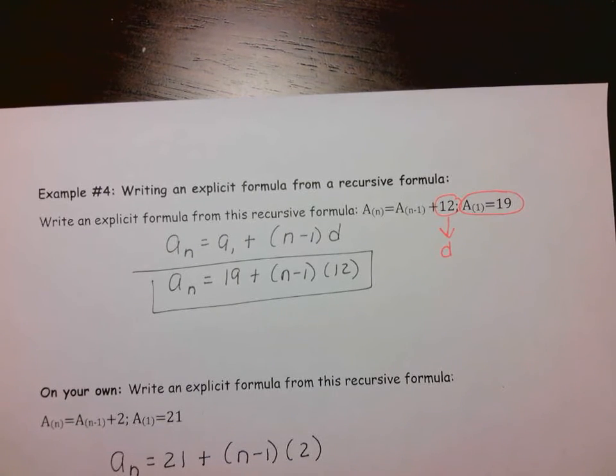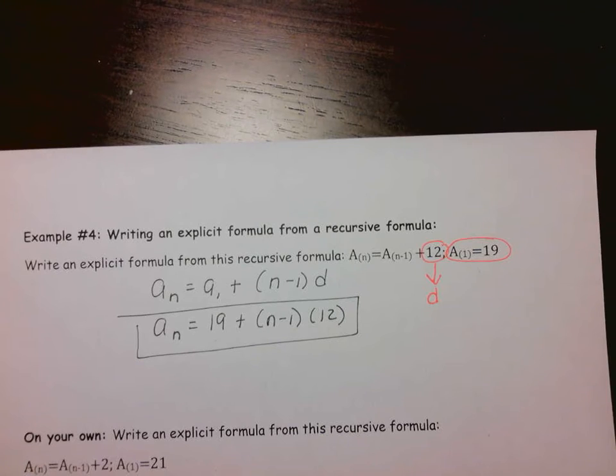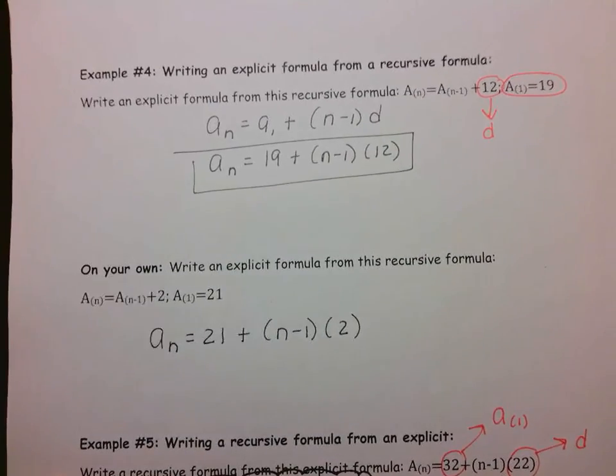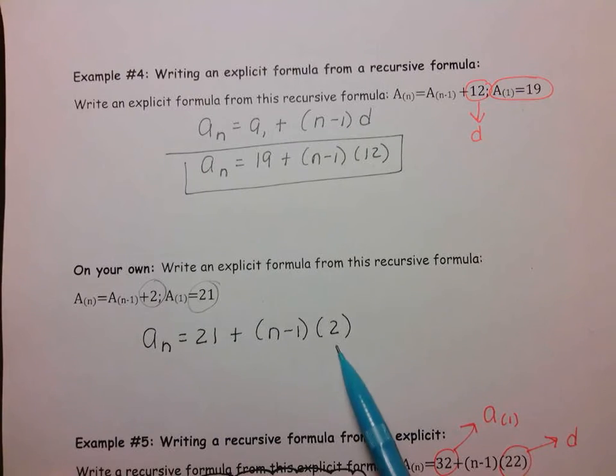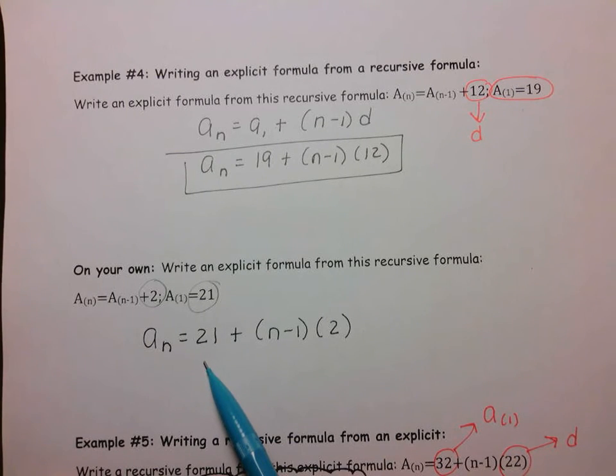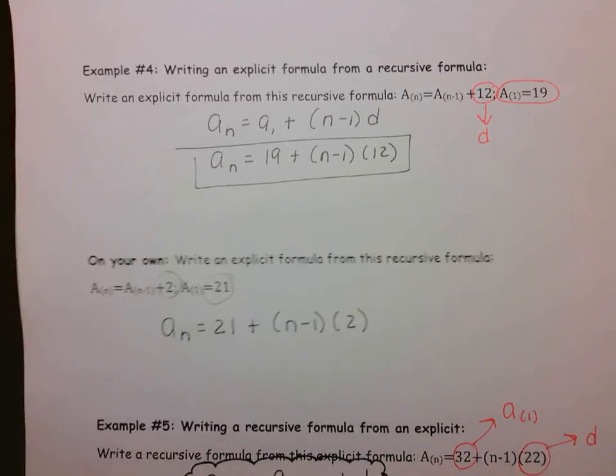So go ahead and hit pause and work that out on your own. And here you go. I'm just taking the information found here and putting it into my explicit formula. Okay, and now let's do it the other way.